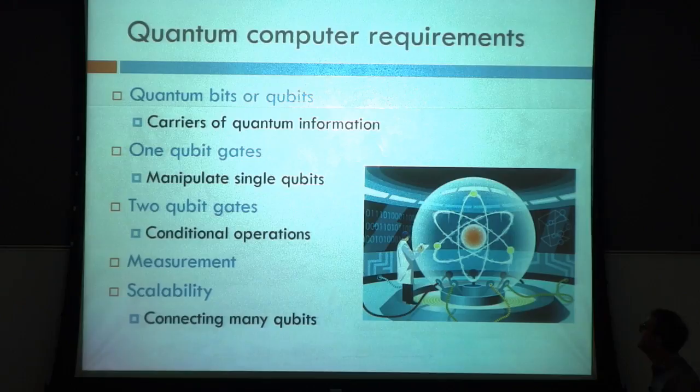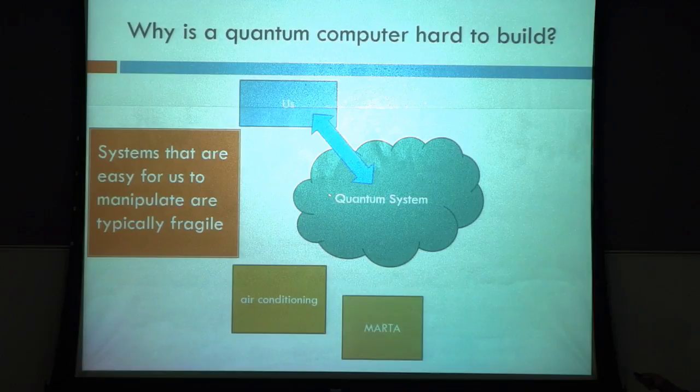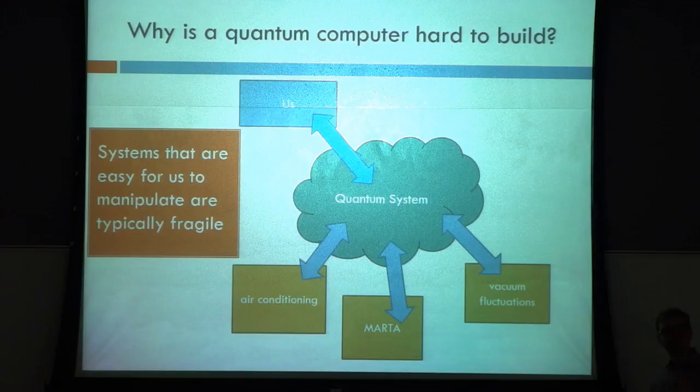So the problem is that any quantum system that we can talk to, other things can talk to. And typically it's something boring, like the air conditioning in your lab goes out. Sometimes you can see the magnetic field of the MARTA moving as your quantum bit gets really good. And at the end of the day, there are always these quantum effects of vacuum fluctuations, which will always create some errors. So errors are unavoidable.